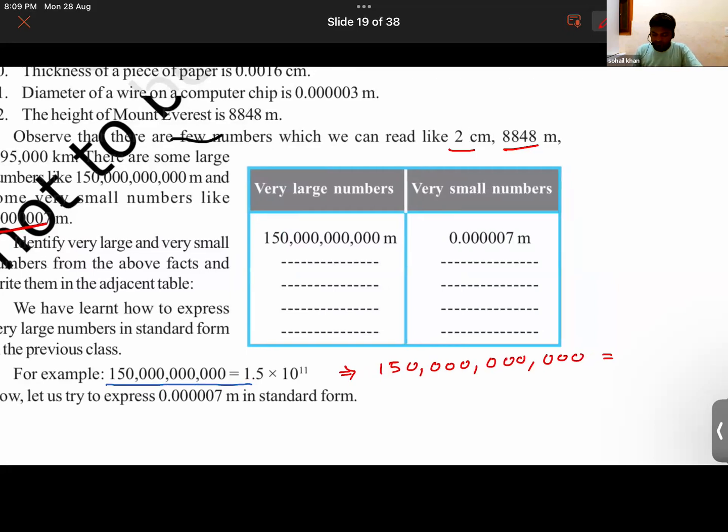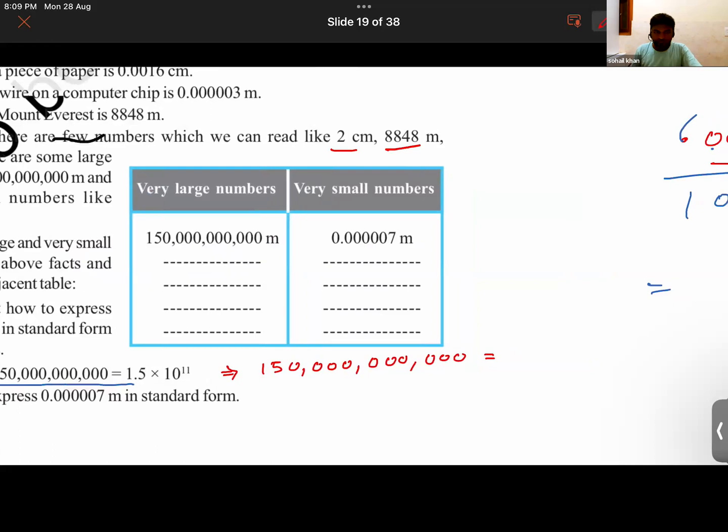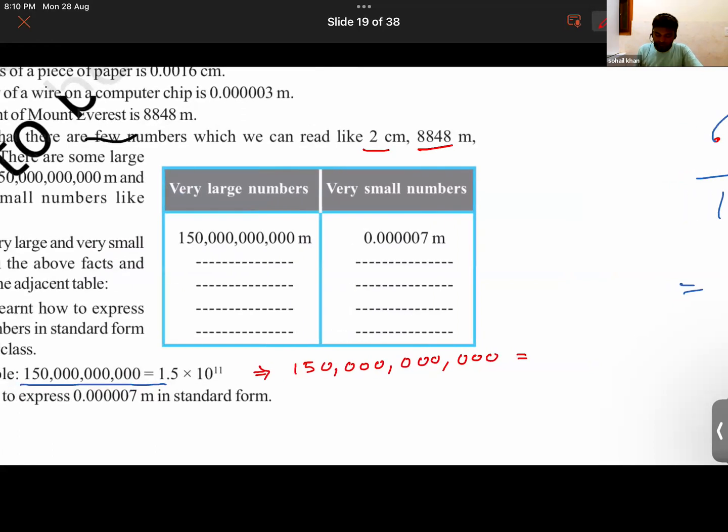Sir, can you repeat? I got disconnected. Yeah, I was telling you that look at this number here, which has been represented in the form of exponent as 1.5 multiplied by 10 raised to the power 11. I have rewritten the number here. Counting the number of zeros, 1 2 3 4 5 6 7 8 9 10. Only 10 zeros, not 11. So we could have written it like this: 15 into 10 raised to the power 11.